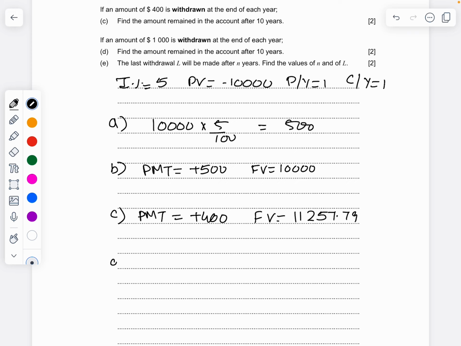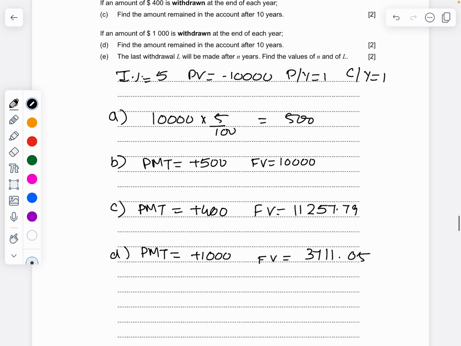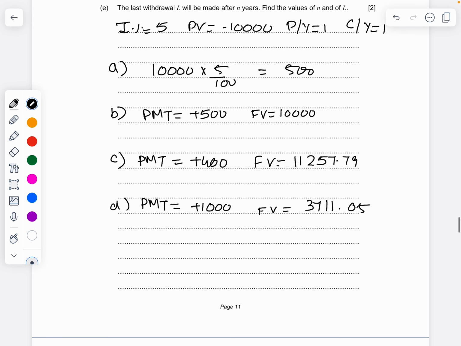Part D, if an amount of 1,000 is withdrawn at the end of each year, find the amount remaining after the 10 years. So for part D, PMT should be equal to plus 1,000 because we are withdrawing. Then the future value will become 3,711.05.